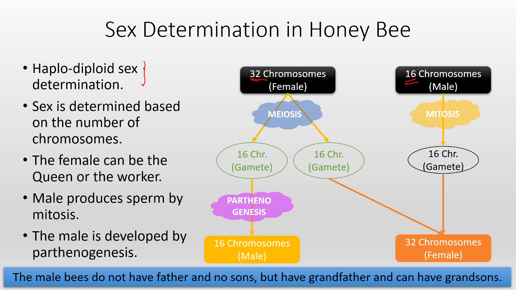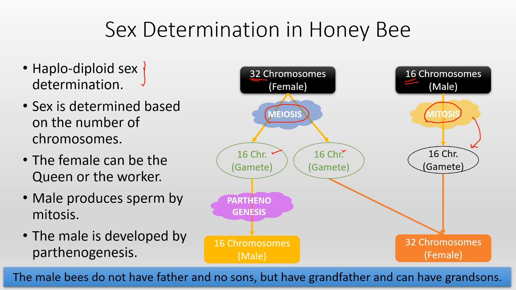Now, the female gives rise to the gametes, and the gametes are going to have 16 chromosomes each, right? All the gametes are going to have 16 chromosomes, half of that, haploid. The process involved here is meiosis, the regular process, no difference. But you have to keep in mind that in the case of the male honeybee, the male gives rise to the gamete by mitosis and not meiosis.